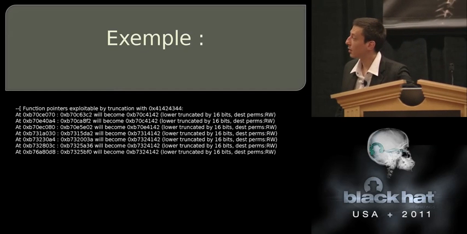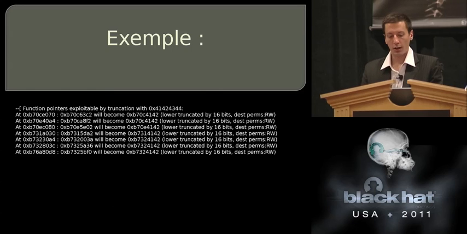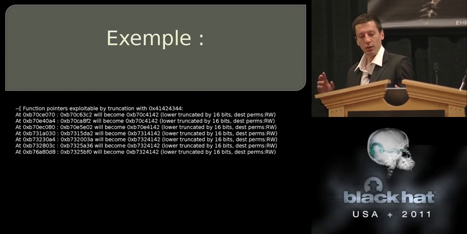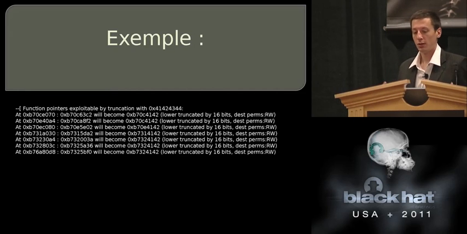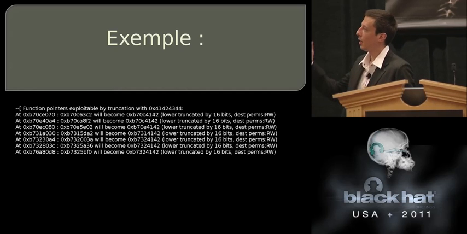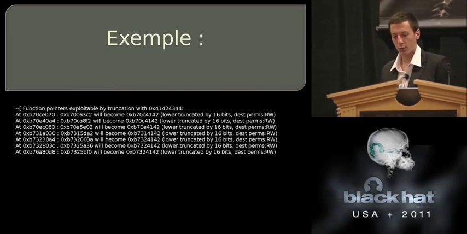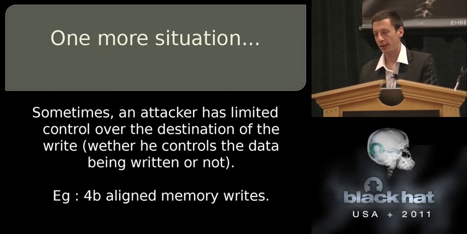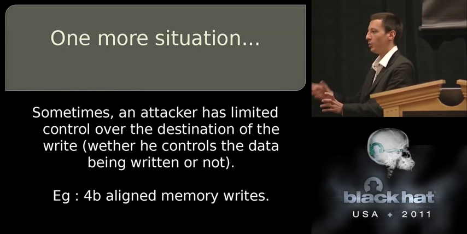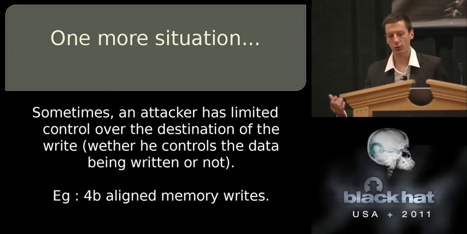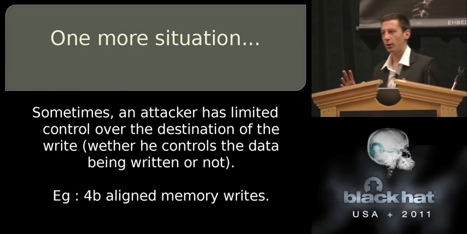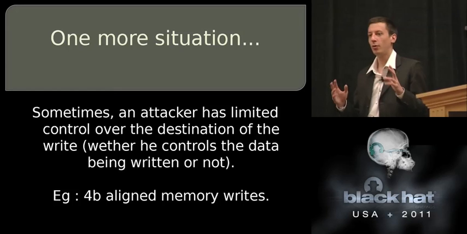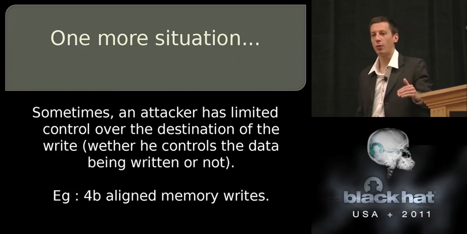So this is an instance of the tool running. It tells you that if the only value you can write is 41, 42, 43, 44, you can actually perform several truncations on several pointers, and they will point to valid memory, in this case writable memory. Truncations can be of different sizes. They can be upper truncations, lower truncations. The tool can check all of this automatically. Another interesting situation is where the location you get to write to is 4-byte aligned. So you don't get to write to any location you want, but just a multiple of 4.